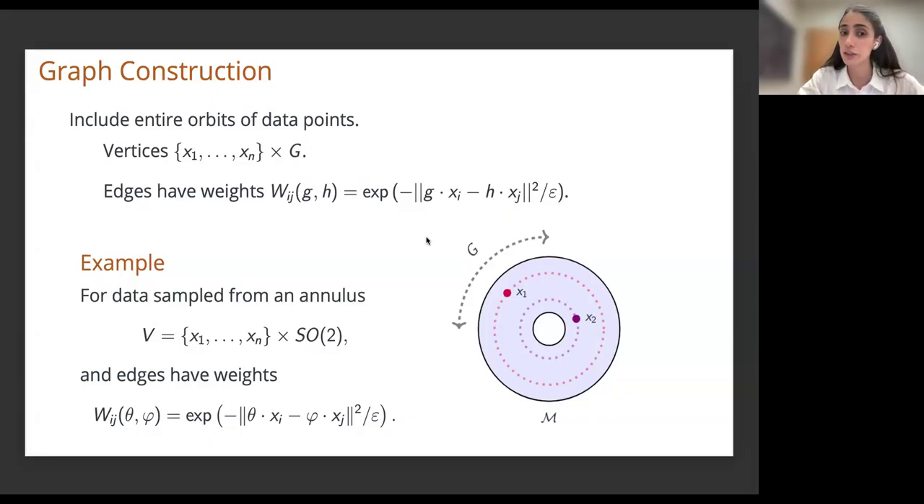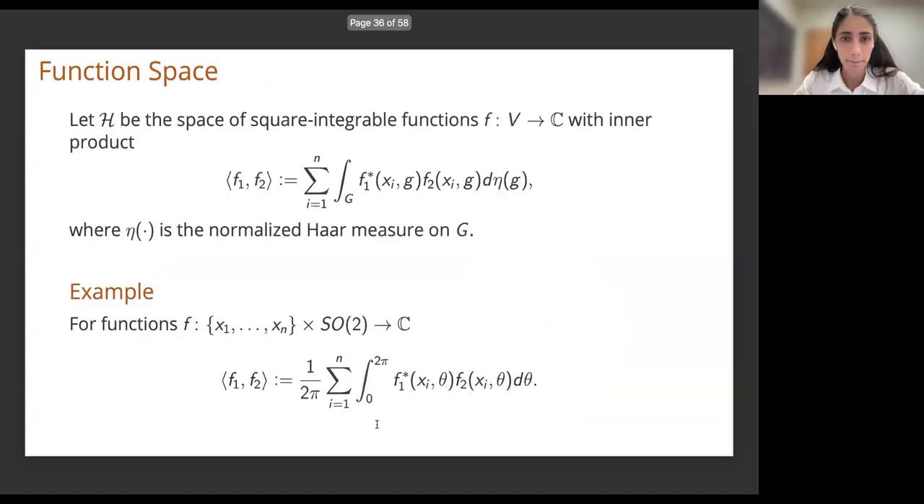Which means that now W goes from a matrix to an operator because G and H are now continuous parameters. And if we go back to the annulus example, now our vertices are going to be data points times the group SO2. And for the H weights, we're going to consider rotations by different angles. Okay, so we're transforming the domain of definition of our function.